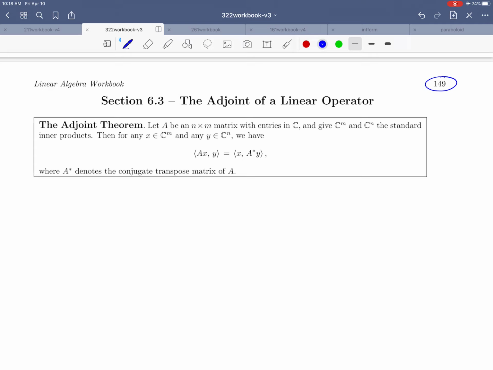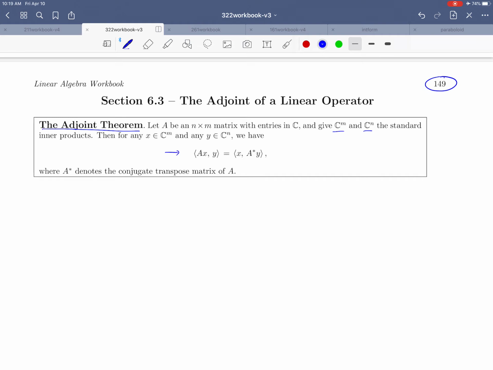Okay, so this process all starts out with something called the adjoint theorem. Let's read this together. So we're going to start with an n by m matrix with entries in the complex numbers. We're going to be talking about the standard m and n tuples of complex numbers and just be using the standard inner product in this discussion, the standard dot product for complex numbers. It turns out that there's an interesting equality that involves inner products that turns out to be true.